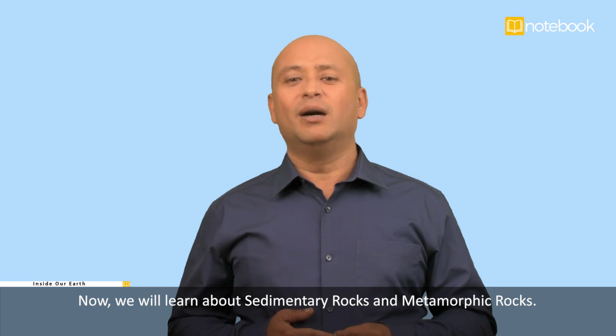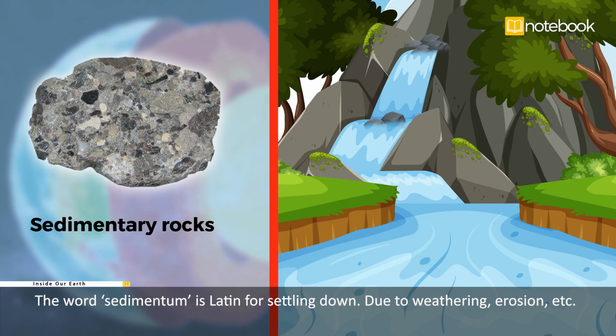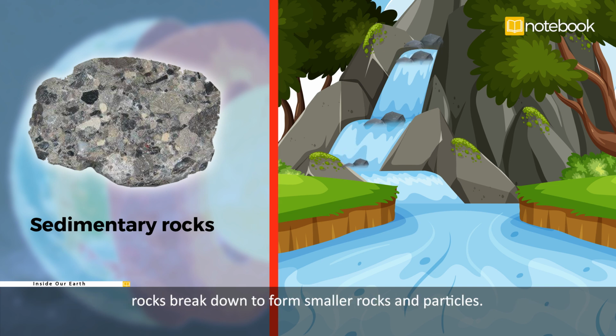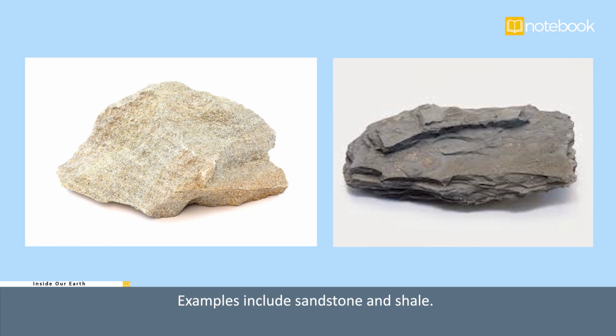Now we'll learn about sedimentary rocks and metamorphic rocks. The word sedimentum is Latin for settling down. Due to weathering, erosion, etc., rocks break down to form smaller rocks and particles. These fragments are carried by wind or water and deposited to form compressed layers of rocks. Examples include sandstone and shale.